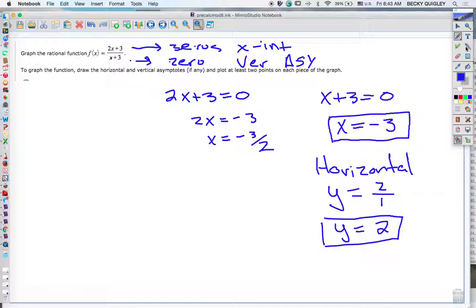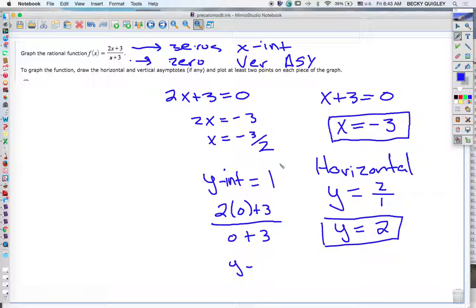So let's go ahead and find our y-intercept as well. For our y-intercept, we are going to plug in 0 for x. So that gives us 0 plus 3 over 0 plus 3, so 3 over 3, 1. So the y-intercept is 1. Up here, that works.